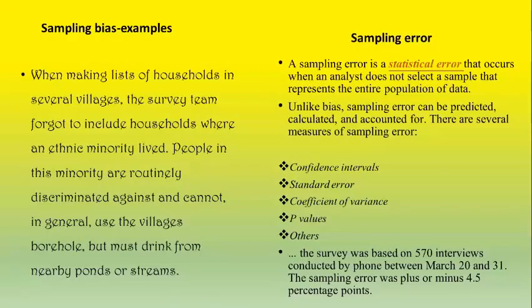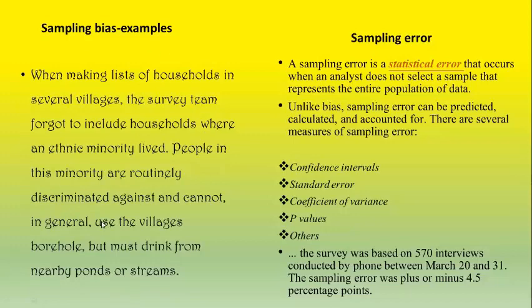Now again, I will give you an example of sampling bias. This is a situation. Maybe when making a list of households in several villages, the survey team forgot to include households where an ethnic minority lived. People in this minority are routinely discriminated against and cannot in general use the village borehole, that is, from where water can be obtained, but must drink from the nearby ponds and streams. So this is the situation.